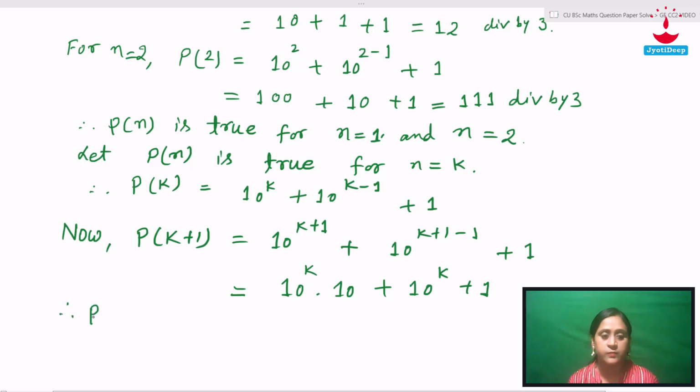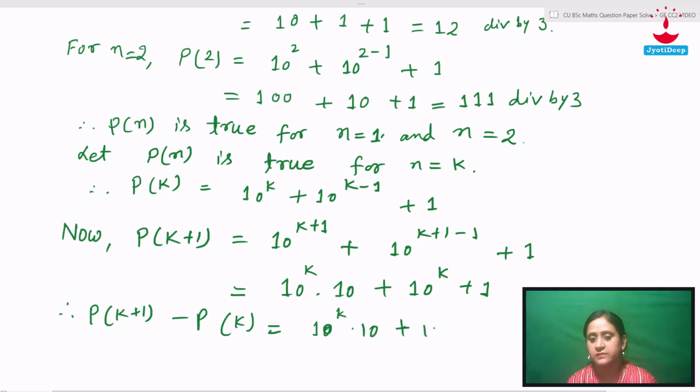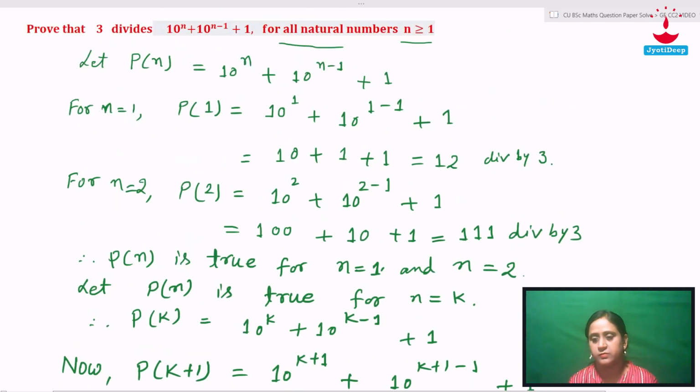So Pk plus 1 minus Pk is equals to 10 to the power k into 10 plus 10 to the power k plus 1 minus Pk means 10 to the power k minus 10 to the power k minus 1 minus 1.